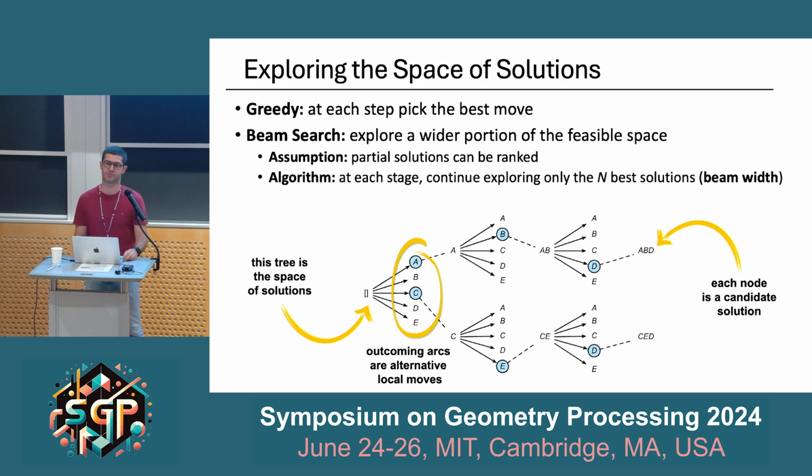a larger portion of the solution space, and so you are more likely to have found a local minimum that is better than the one that you found with the greedy approach. Although there is no guarantee, there are counterexamples in which, for example, with the greedy approach, you can find a solution which is better than the one that you found with beam search, even though you're exploring a larger portion of the space.